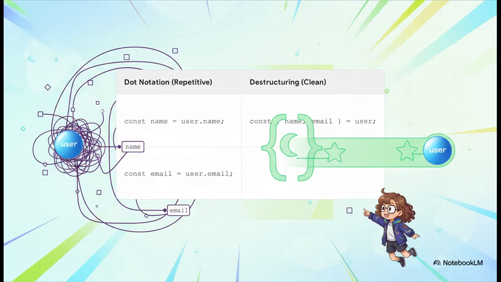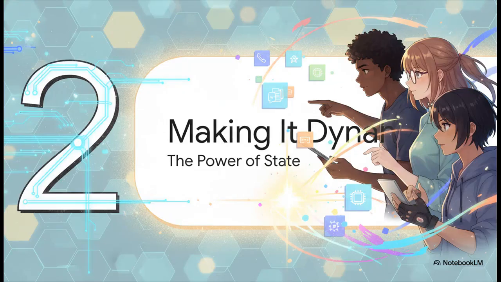Okay, let me give you a quick pro tip that will instantly make your code so much cleaner. It's called destructuring. Instead of pulling things out of an object one by one, which gets really repetitive, you can just grab exactly what you need in one single clean line. This is not just about typing less. It's about writing code that's readable and easy to maintain, especially when you're dealing with a huge response from an API.